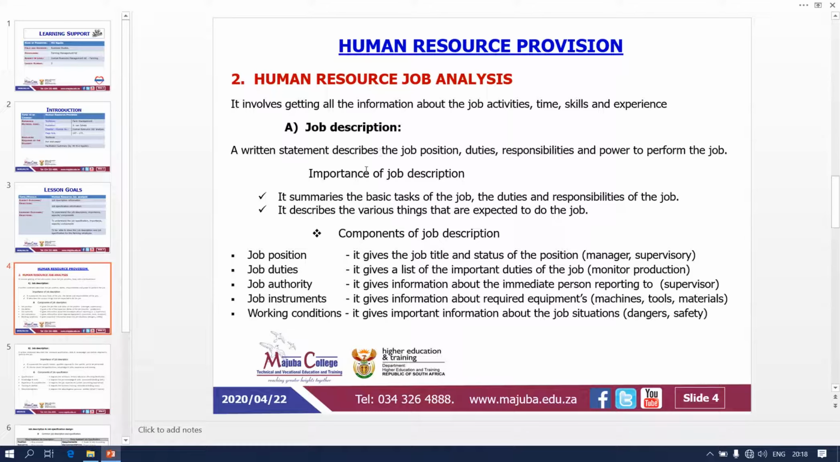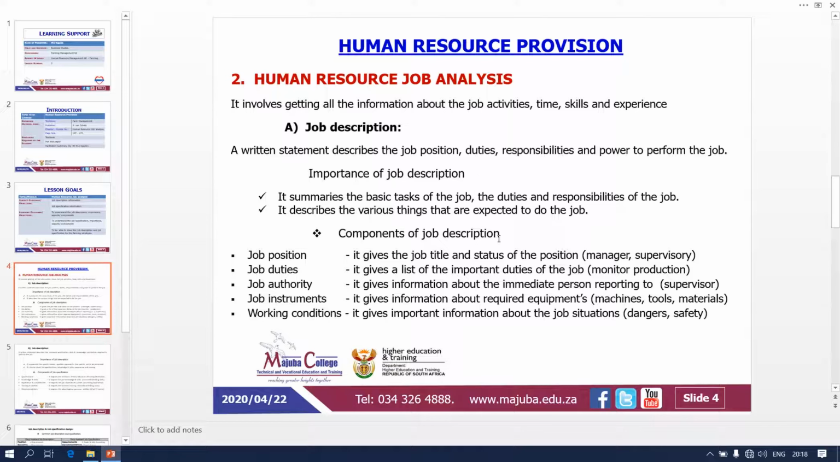Right. Why is it important to have this? It summarizes the basic task of the job, the duties and responsibility. It also describes the various things that are expected for you to do. Right. There are various things that you need to do in the business. They are being covered in the job description.